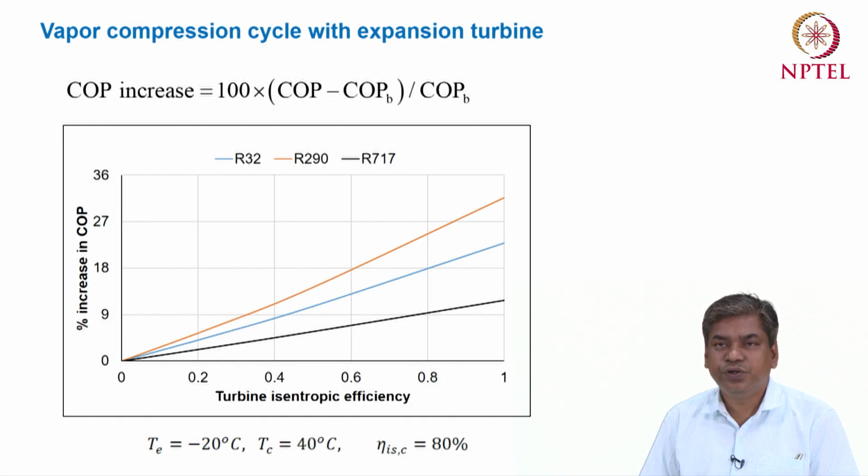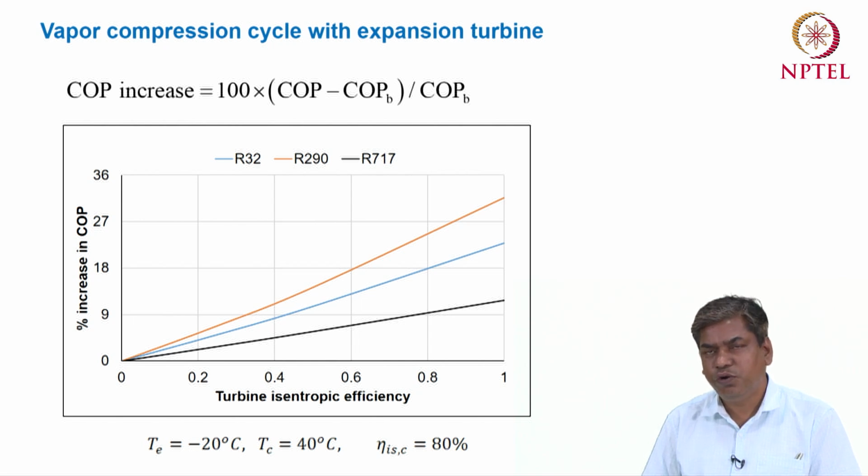significant. In case of ammonia, we can see that the maximum improvement is about 10 to 11% by using the expansion turbine. In case of R32, we can get about 25% or 26% maximum improvement by using the expansion turbine, and in case of propane we can get more than 30% improvement of the COP by using the expansion turbine.